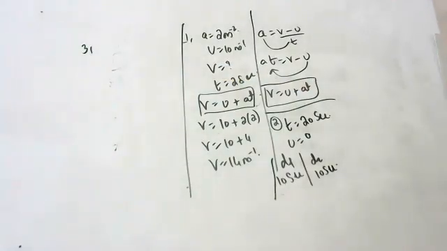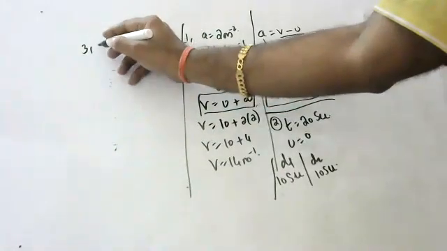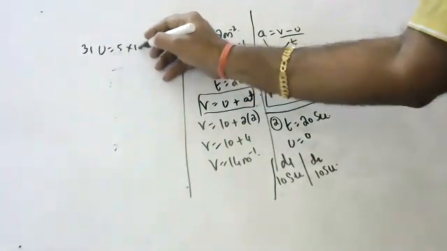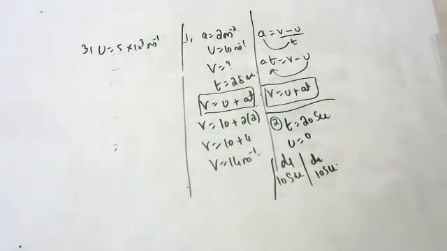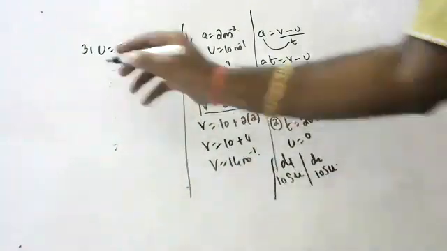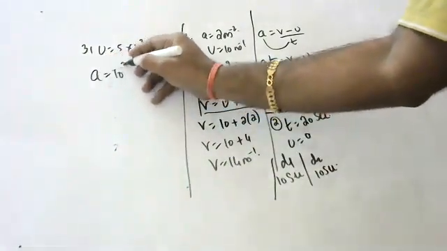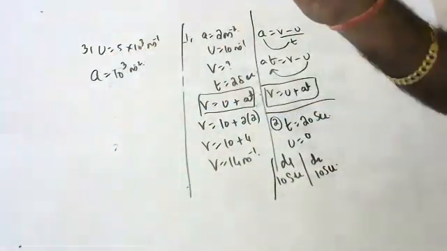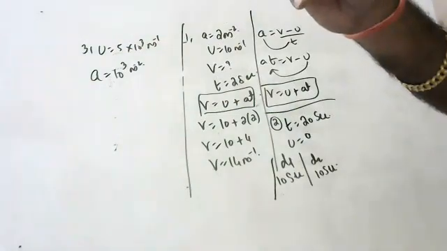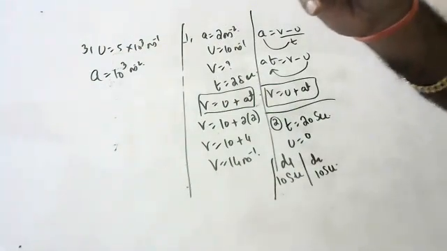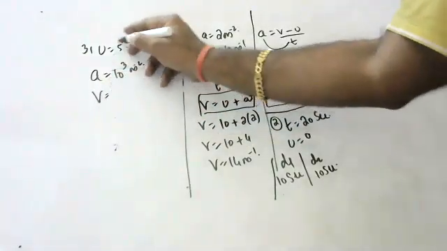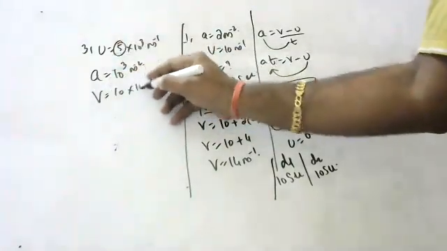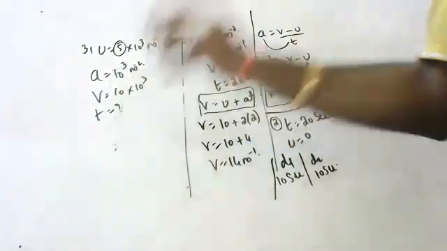An electron moving with the speed of 5 times 10 to the power of 3 meters per second enters into a uniform electric field and acquires an acceleration of 10 to the power of 3 meters per second square in the direction of initial velocity. Find out the time in which the electron's velocity is doubled. Velocity is doubled means 5 will become 10. In how much time did it happen?